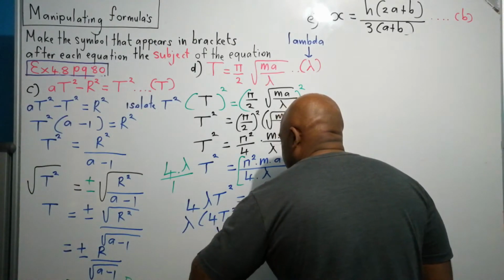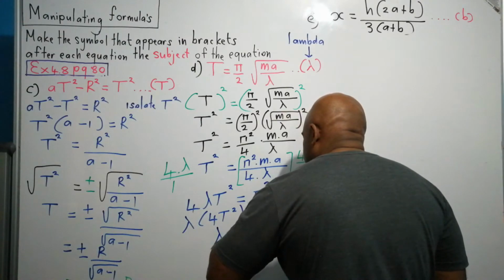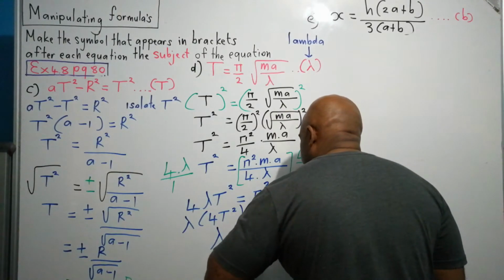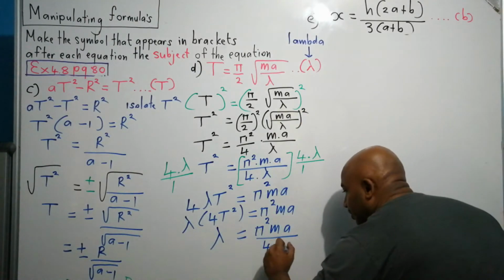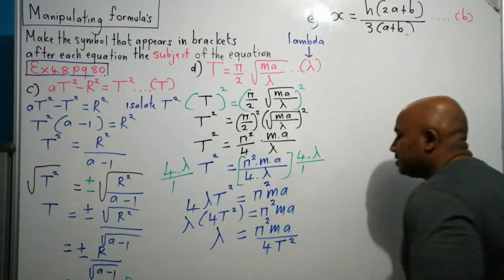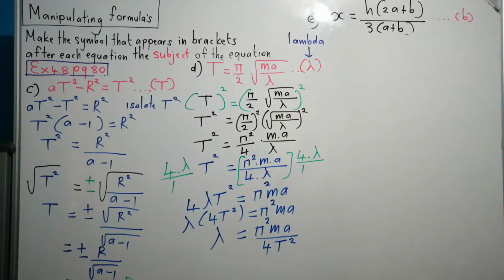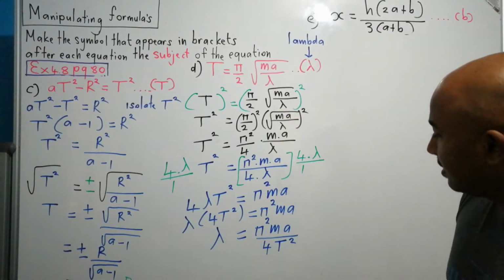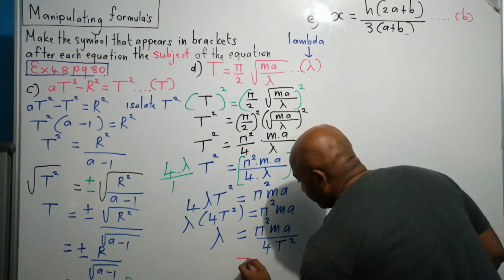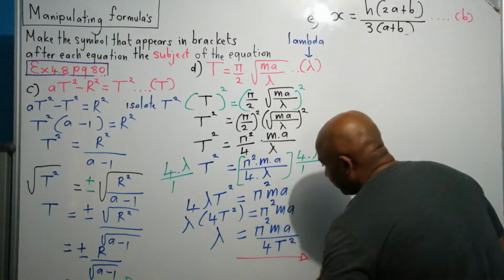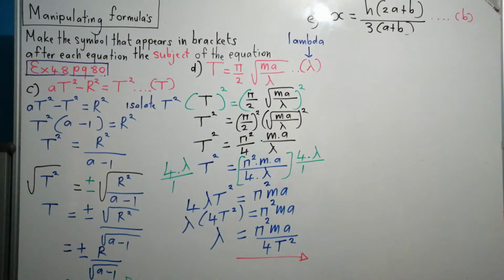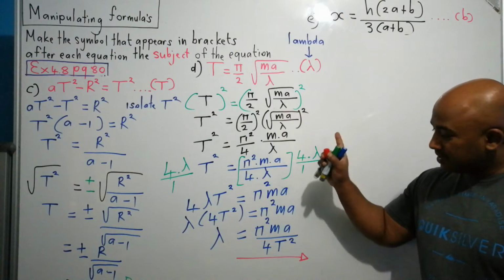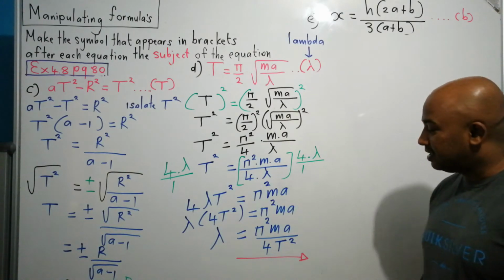So lambda is equal to pi squared ma, all divided by 4t squared. It's the same as multiplying by 1 over 4t squared on both sides. Okay, so just be careful with this one. I think this is the one where the textbook final answer is wrong. So you just double check that one.